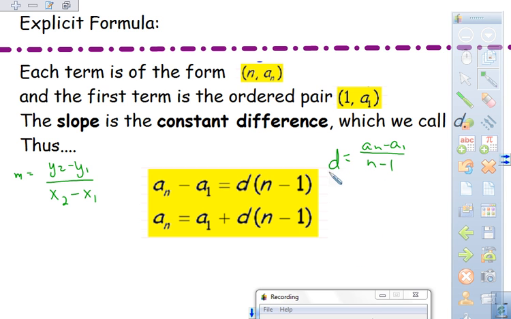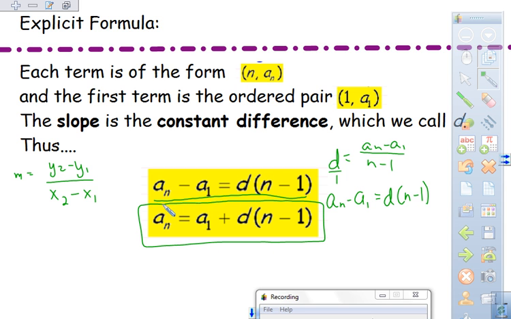If I turn this into d over 1 and treat it as a proportion and cross multiply, I get a sub n minus a sub 1, top times the bottom, equals d times the bottom, d times n minus 1. So now this matches the top step in yellow. And if I want to write the explicit formula, all I have to do is get a sub n by itself, so I'm going to add a sub 1. So this in turn is the formula for explicit sequences.